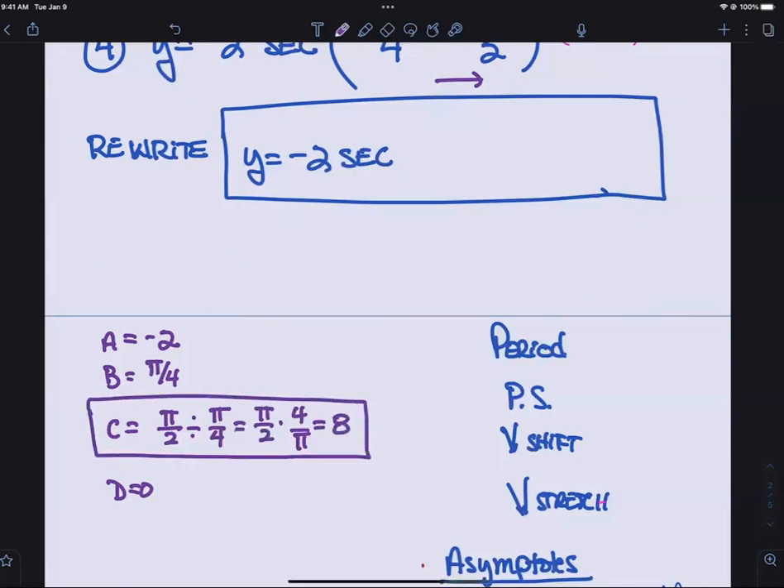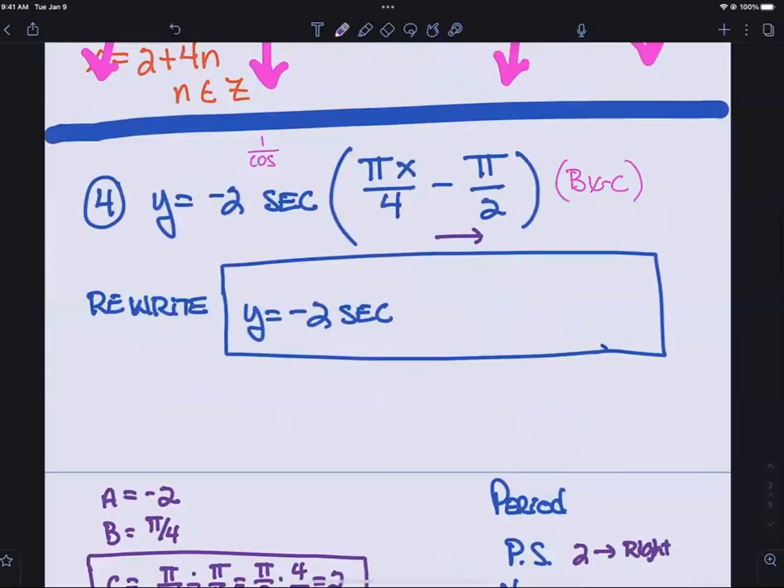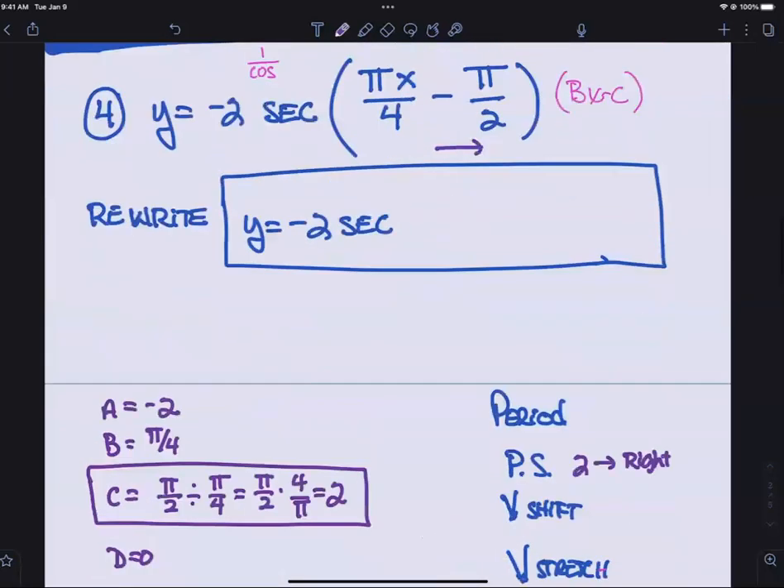That seems wrong. Hold on, I'm having a deja vu on that. Let me look at mine. What did I do wrong? C is 2. Oh, C is 2. I did 4 times 2. Here we go. Sorry about that. C is 2. Okay, so this goes in the phase shift. So here the phase shift is 2, and it's going to be 2 units to the right, because this is a subtraction right here.